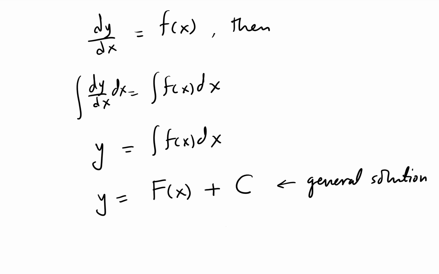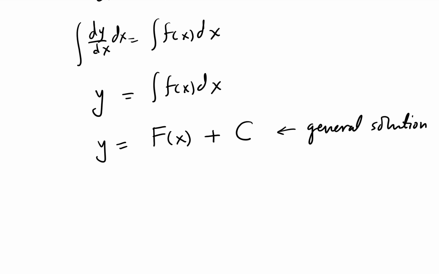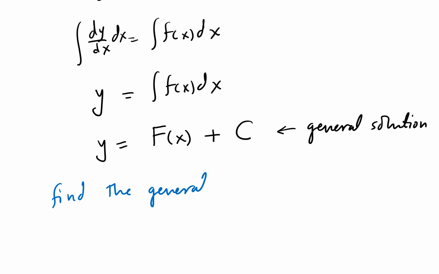And the method we're going to be using in this section is called separable. You separate the y's and the x's from each other, so that's why we call it separable. Find the general solution of y prime equals 2x.